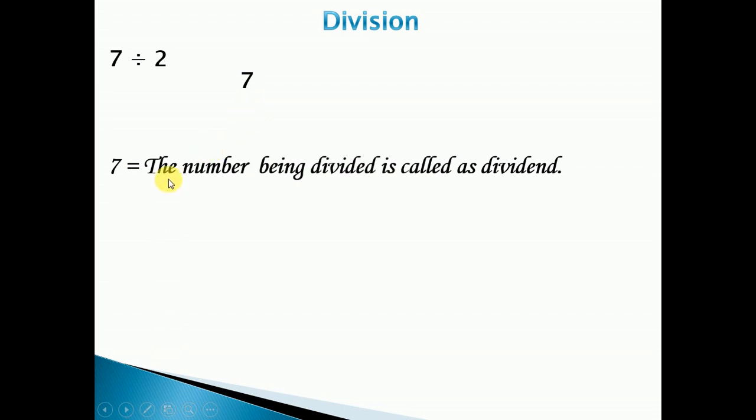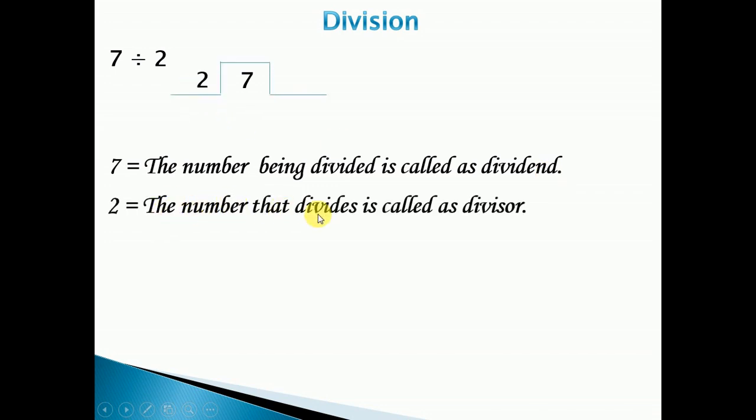Division is a repeated subtraction. Divide 7 by 2. Here 7 is dividend. The number being divided is called as dividend. 2 is divisor. The number that divides is called as divisor.